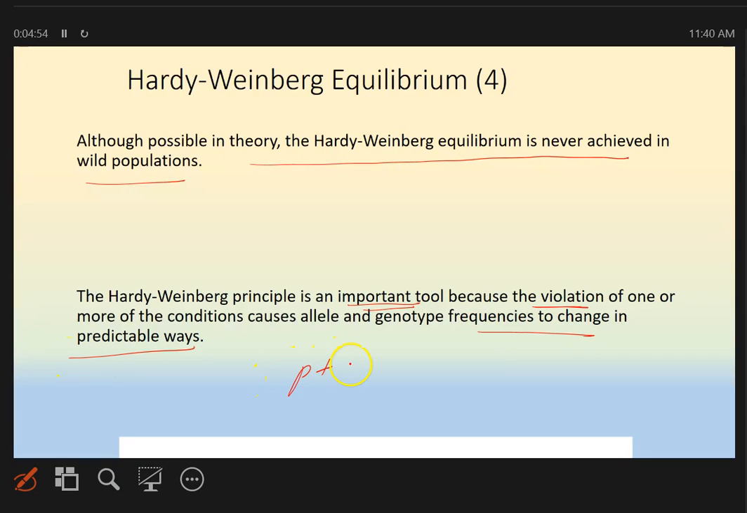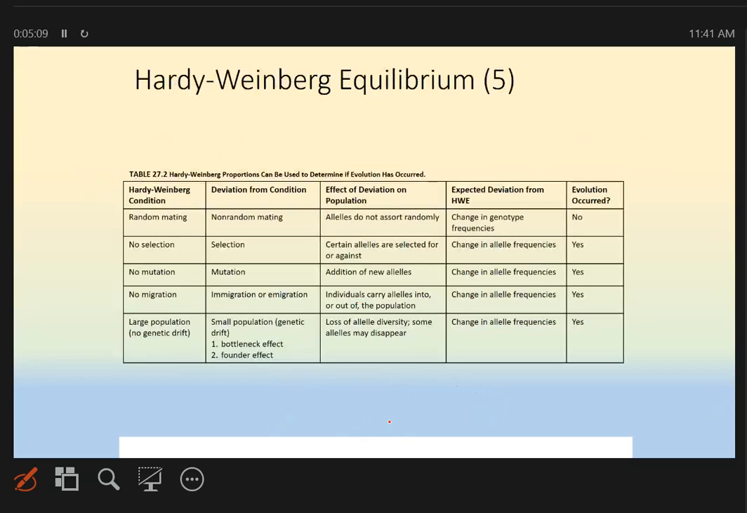What did we say? p plus q is always equal to 1, right? This is the allele frequency. Or better still, the genotypic frequency, p squared plus 2pq plus q squared, is equal to 1. If you don't get 1, obviously one of the conditions is not being met. I will not go over the entire table, but here, the Hardy-Weinberg condition was random mating. Suppose there's no random mating. You will see a change in the genotypic frequency. In this case, will p squared plus 2pq plus q squared equal 1? No, it will not.